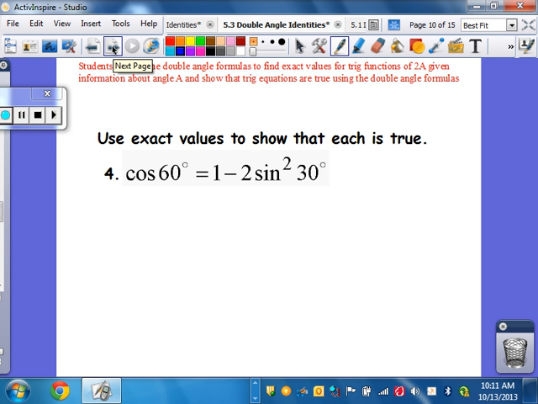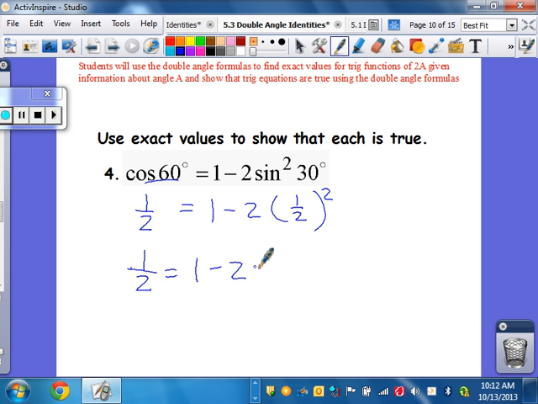Okay, here we go. Use exact values to show that each is true. If I'm just showing you, you guys just need to actually solve each of them separately. Okay? So what is cosine of 60 degrees? We know that that is 1/2. Okay? Equals 1 minus 2 times, what is sine of 30? Okay? Sine of 30 is also 1/2, and I'm going to square it. Okay? So let's just show this. Well, 1/2 equals 1 minus 2 times, what's 1/2 squared? 1/4. 2 times 1/4 is 1/2.